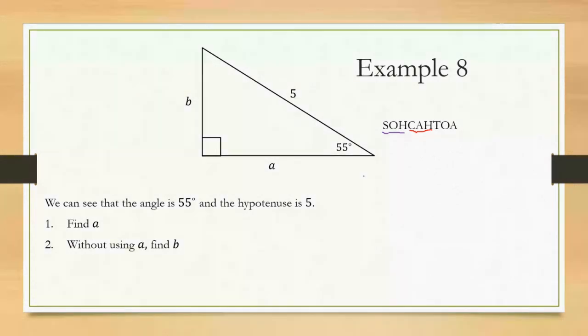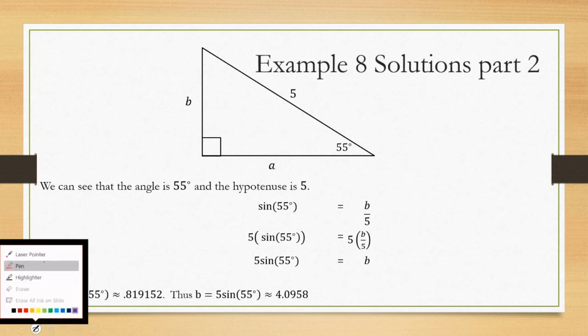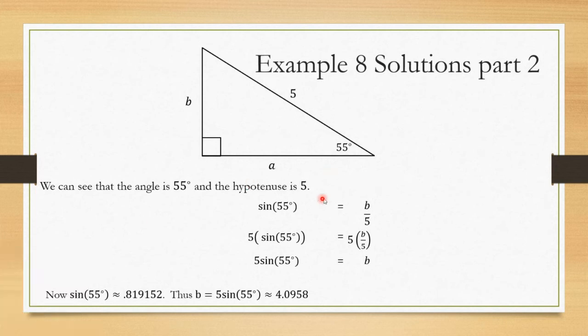So for B, B is the length of the opposite side. The hypotenuse has length 5. So we have opposite and hypotenuse, so we're going to use sine here. So sine of 55 degrees turns out to be B over 5. Again, B is the length of the opposite side. The length of the hypotenuse is 5, so we have this here. By SOHCAHTOA, sine is opposite over hypotenuse.